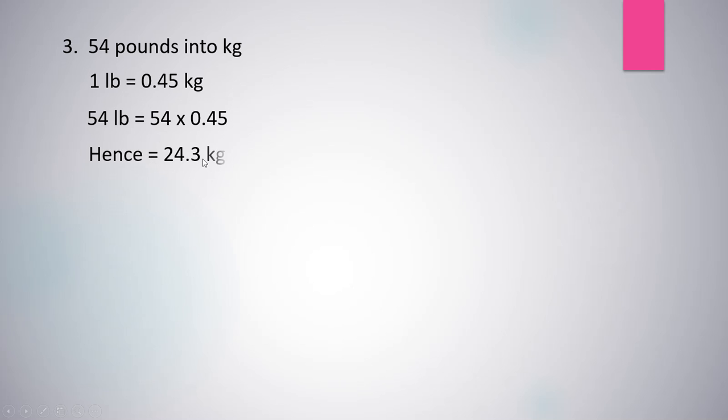About 54 pounds. We said 1 pound is equal to 0.45. So 54 we shall just multiply by 0.45, and we get hence 24.3. Yeah, so when you get a unit like pounds, don't get surprised. At least now you have learnt it.